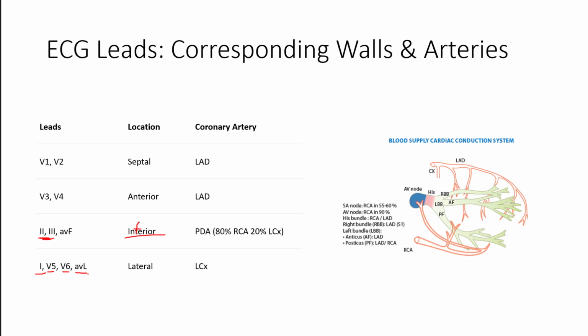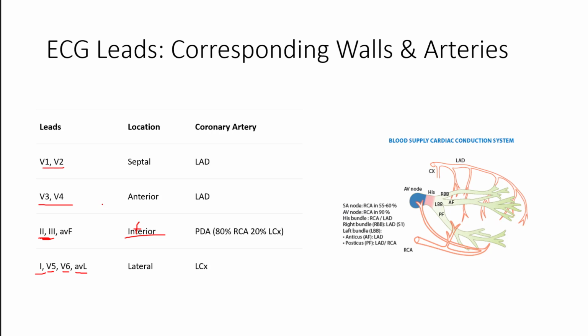The great thing is too, because we know these different leads look at different walls of primarily, again, the left ventricle, we also know what arteries perfuse those walls. We know the LAD perfuses the septum. We know it perfuses the anterior wall. So if we see changes in either V1 or V2 or V3 and V4, we can almost be certain that the LAD is probably involved or blocked or occluded. Right? This gets very useful. That's why ECGs are looked at in the emergency room, right? Because if we see changes, ST depression or elevation or T wave inversion in these leads, we can already have an idea of what coronary artery we want to look at first. In those examples, it would be the LAD.